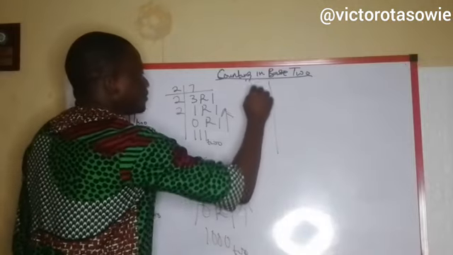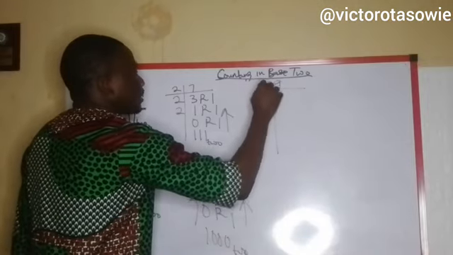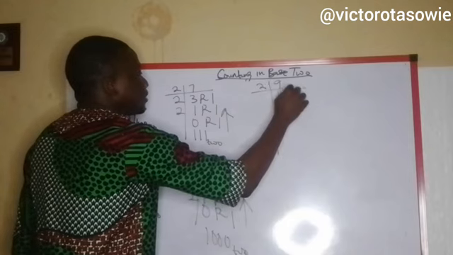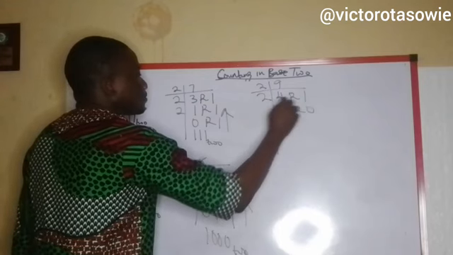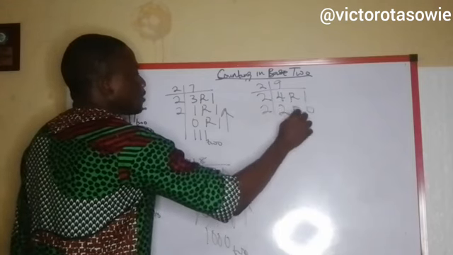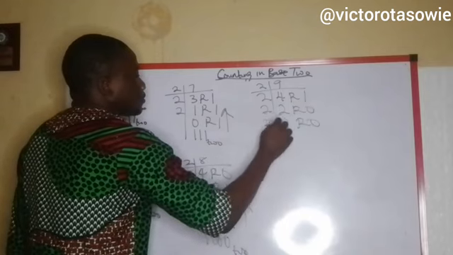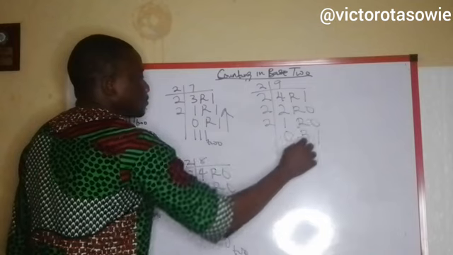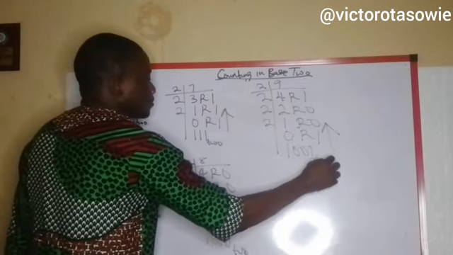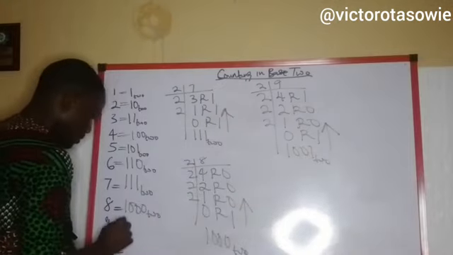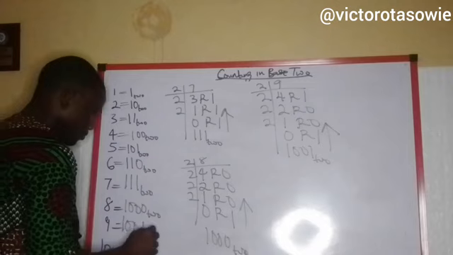Here we have 9. 2 into 9 is 4, remainder 1. 2 into 4 is 2, remainder 0. 2 into 2 is 1, remainder 0. 2 into 1 is 0, remainder 1. So meaning that we have 1, 0, 0, 1 base 2.